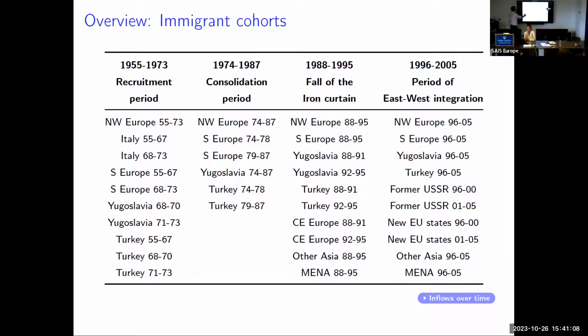And those workers came particularly from Turkey, Yugoslavia, but also from Italy, for example, Spain, and many other European countries. Then there was what we call here a consolidation period. So this was a period where there was a lot of family reunification, where many of these guest workers got their family in. And we continued to have relatively high immigration.